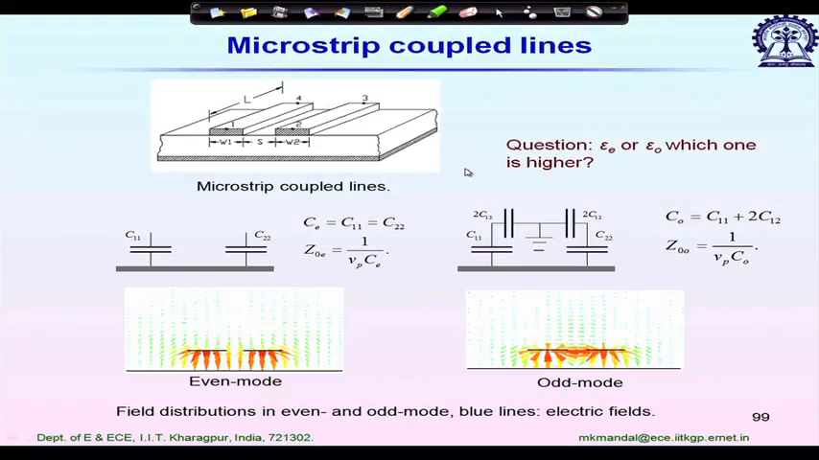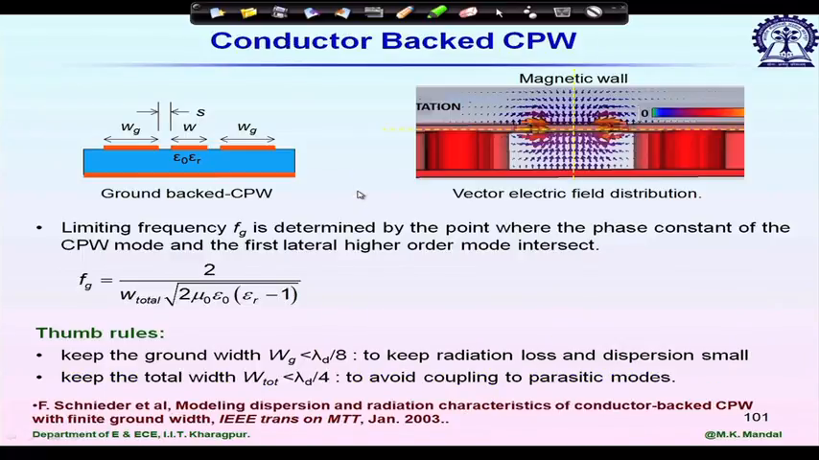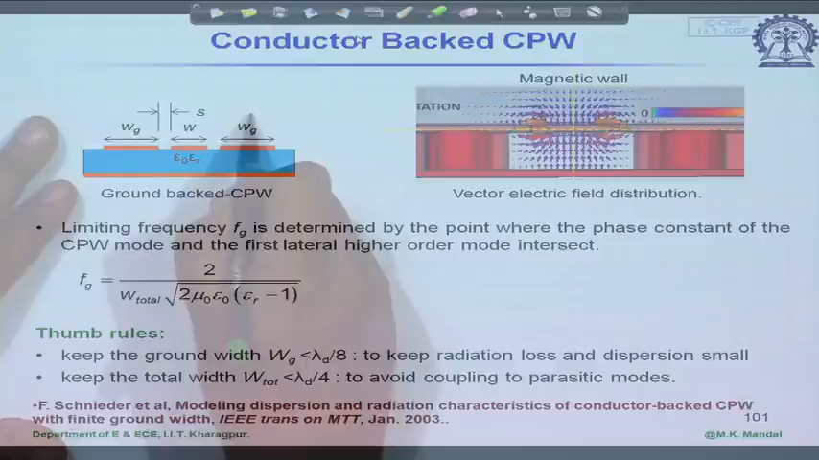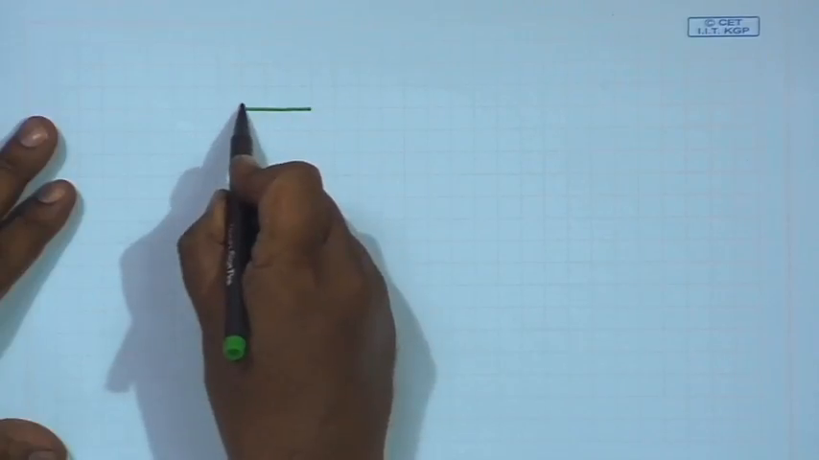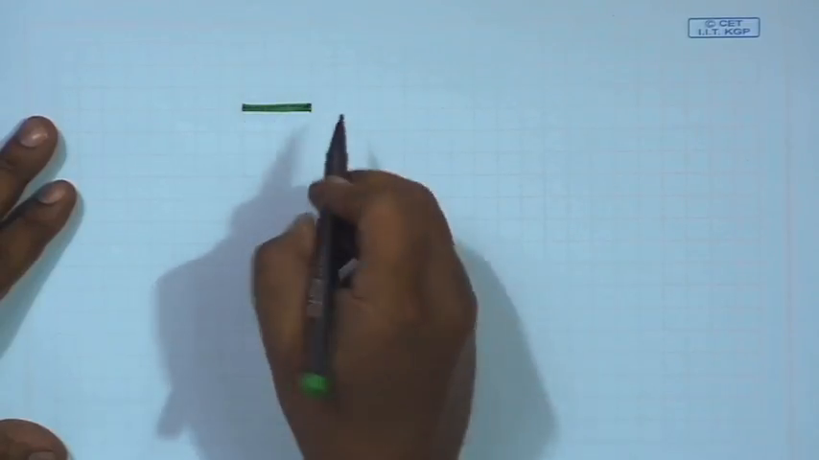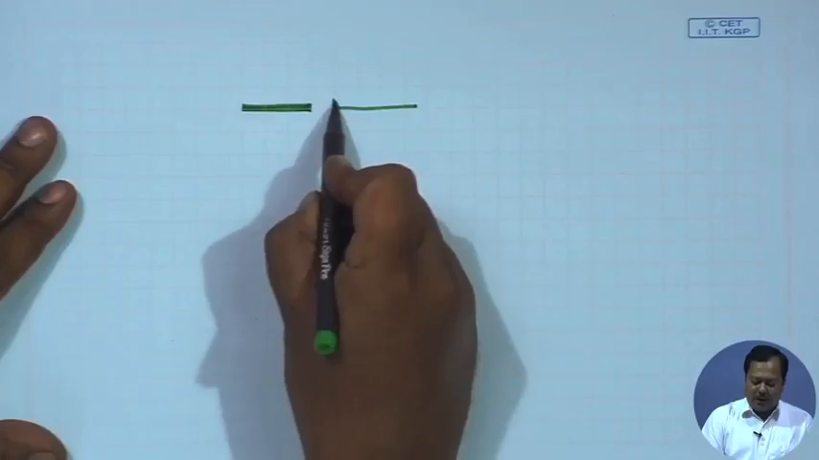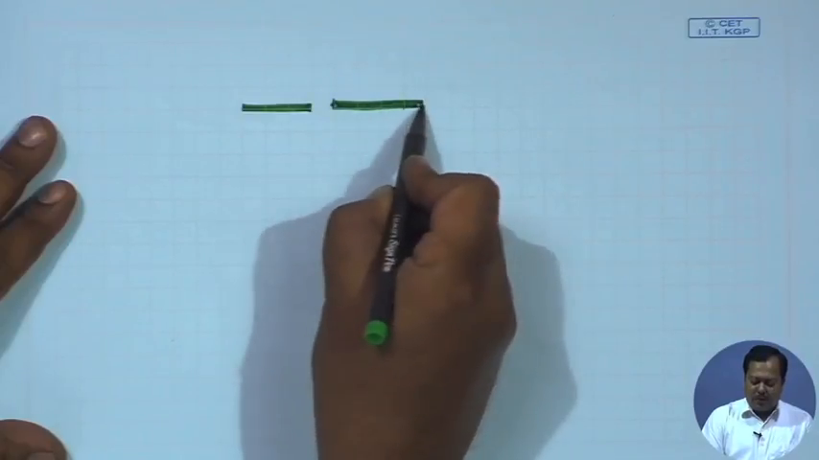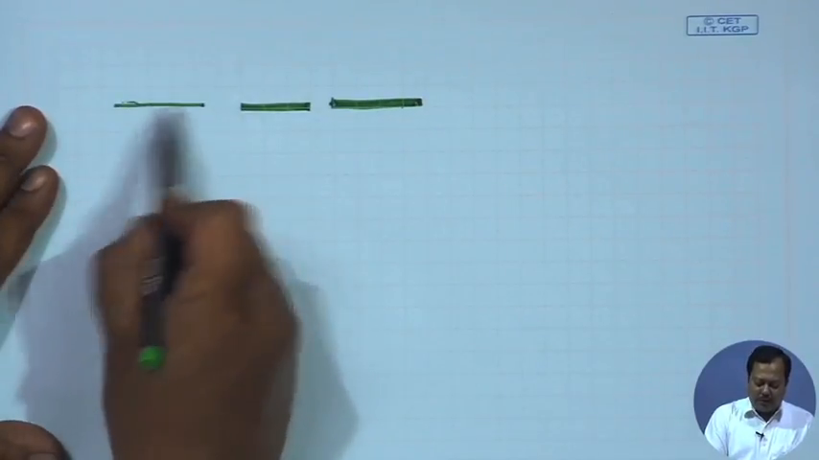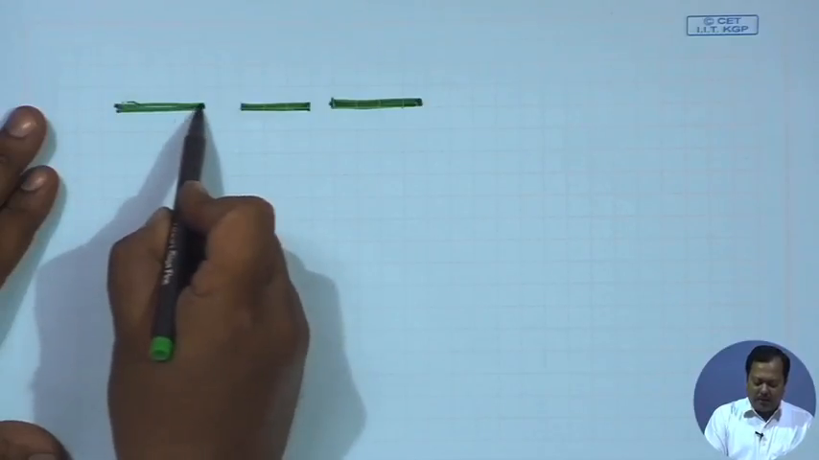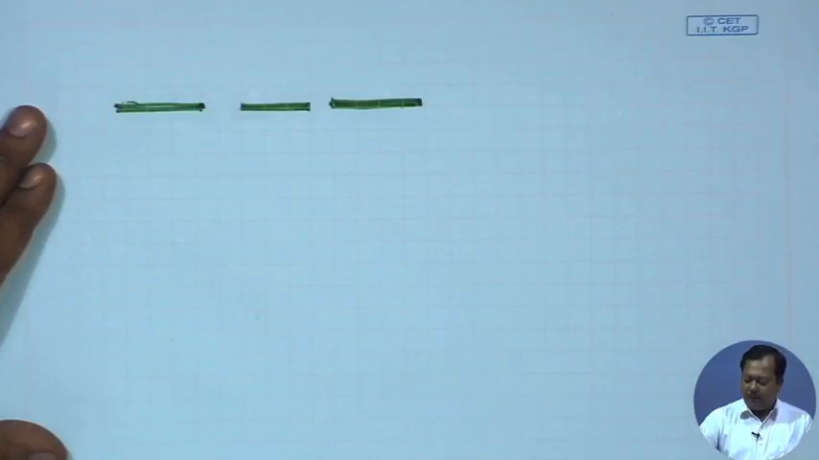Okay, so next let us start CPW line, coplanar waveguide. It comes from the 1960s. So, let me draw a coplanar strip line first, how it looks. So, we have a central conductor, which is a central strip, and it's separated from two ground strips, and together they sit on a dielectric layer.